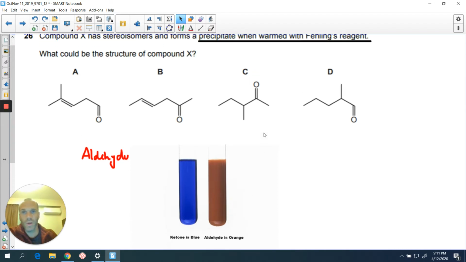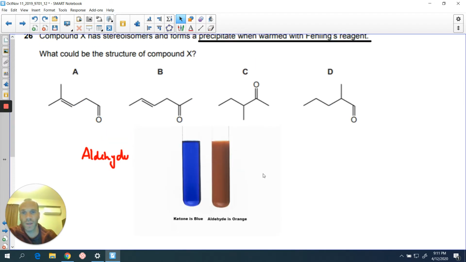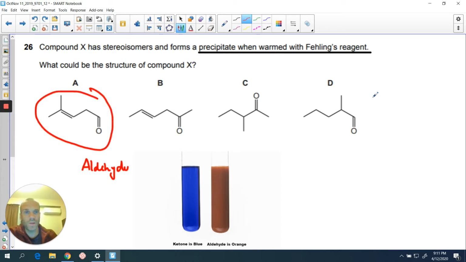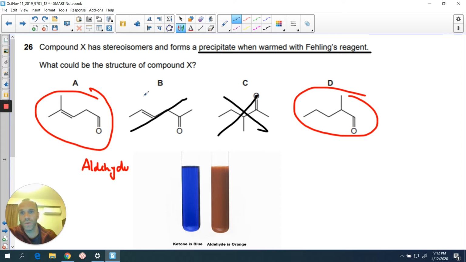Okay, so we know that compound X is an aldehyde. That means it's got to be either A or D, because B and C are both ketones. So we're going to have to rule out B and C, so it's either A or D. And the second bit of key information here is that it has stereoisomers, okay?